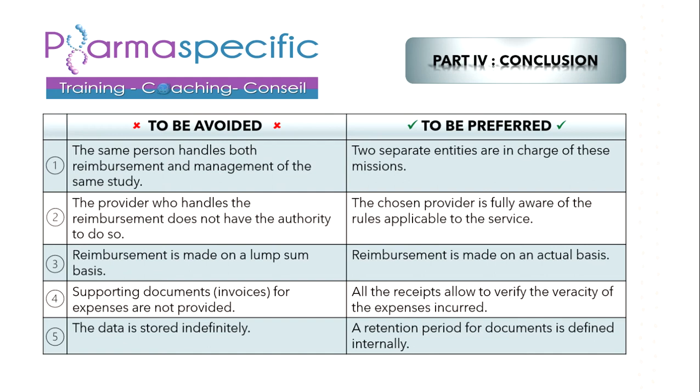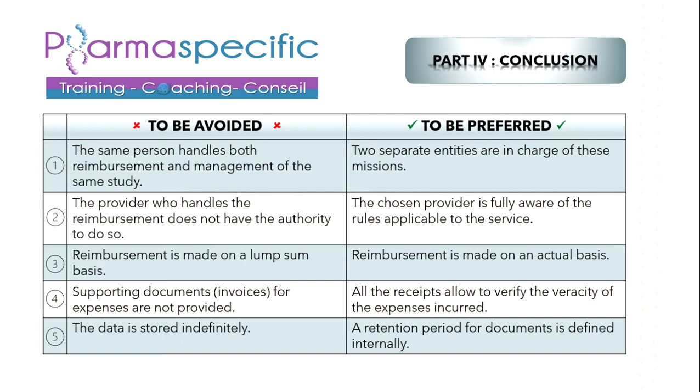The second error not to make and to be avoided is that the provider who handles the reimbursement does not have the authority to do so. The chosen provider must be fully aware of the rules applicable to the service. So he must know how the service should be made, what the rules are, etc. The third error is a reimbursement that will be made on a lump sum basis, because the law seems to prefer a reimbursement made on an actual basis.